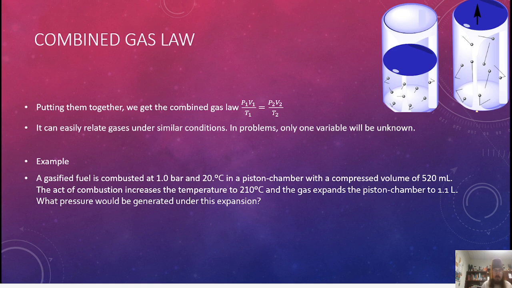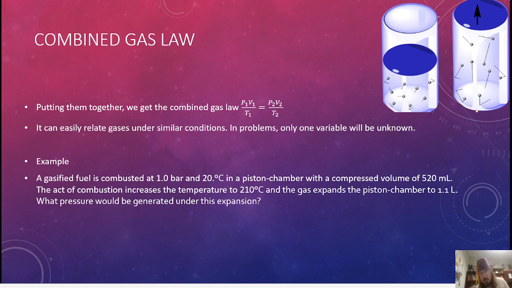and we're trying to solve for that one variable. So a gasified fuel is combusted at 1 bar and a temperature of 20 degrees C in a piston chamber with a compressed volume of 520 milliliters. If under combustion, the temperature changes to 210 degrees C and the gas expands to 1.1 liters, what must the pressure now be?